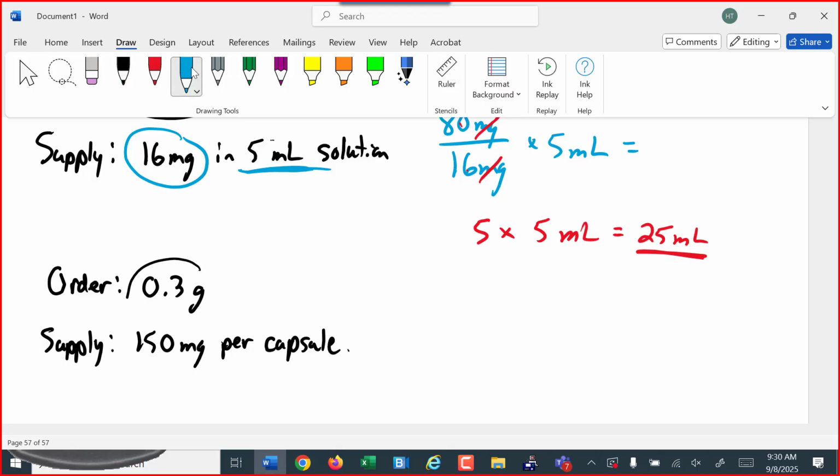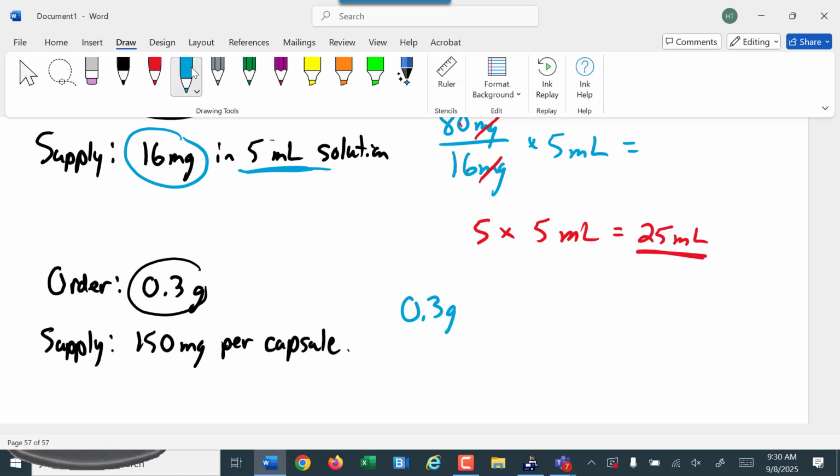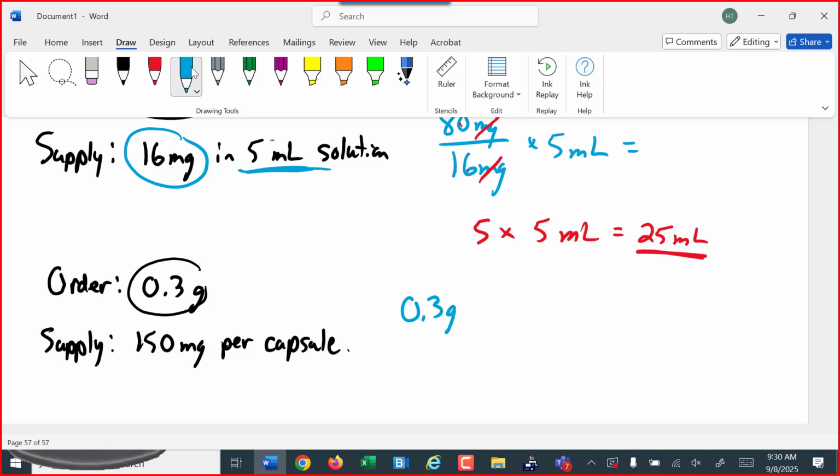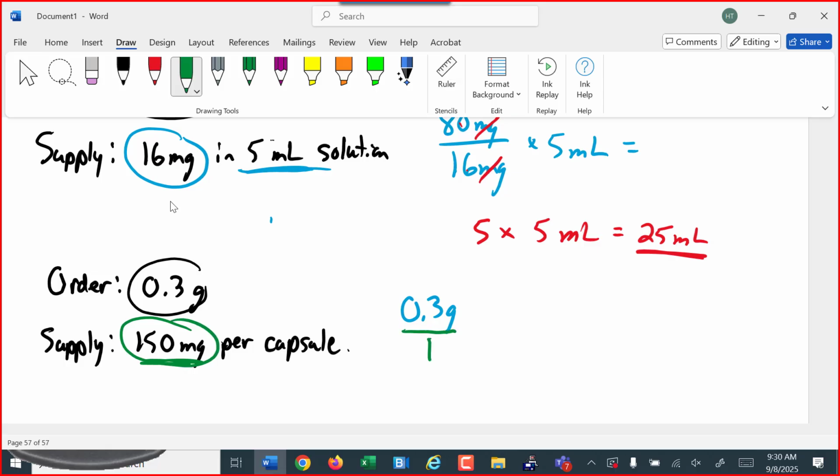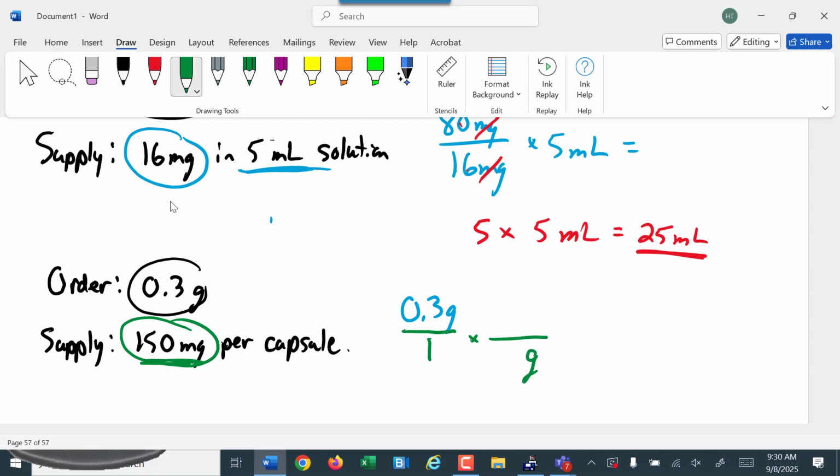We have our doctor's order of 0.3 grams. But when we go to set up our formula, we see that our supply is in milligrams, not grams. So we have to change our order. We have to convert the doctor's order into that unit of the on-hand dose. So we'll put the 0.3 grams over 1. We're going to multiply. We're going to put grams on bottom, milligrams on top.